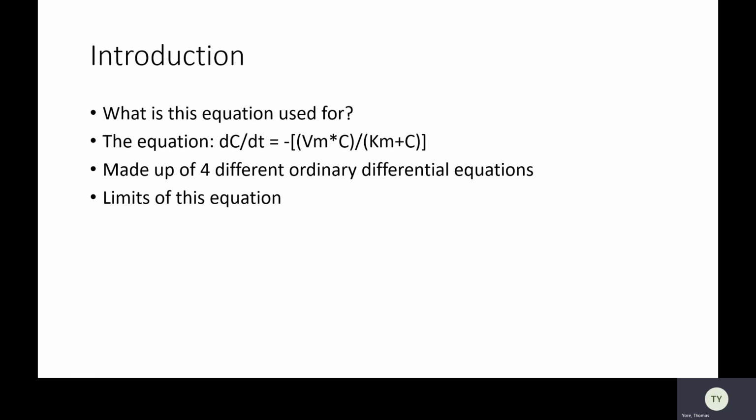The equation is dC/dt equals negative Vm times C divided by Km plus C. It is made up of four different ordinary differential equations that are summed up into this one final equation, and it is an approximation. Now, the limits of this equation.